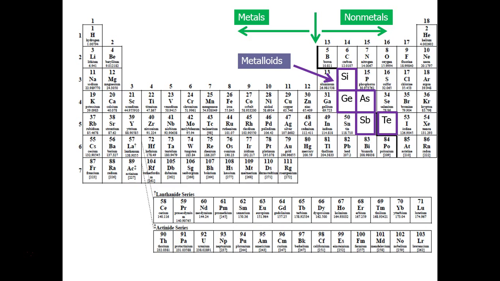One exception to this is that hydrogen, which is atomic number 1, is a non-metal. All right, so make sure that you know that hydrogen is a non-metal. But other than that, the things that are on the right side of this bold line are non-metals, and the things that are on the left side of the bold line are metals.